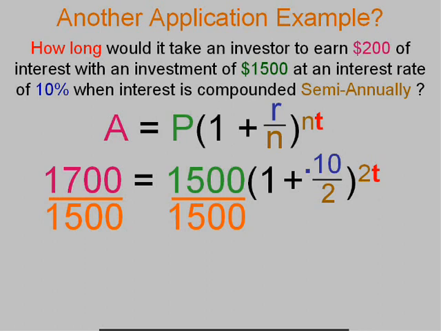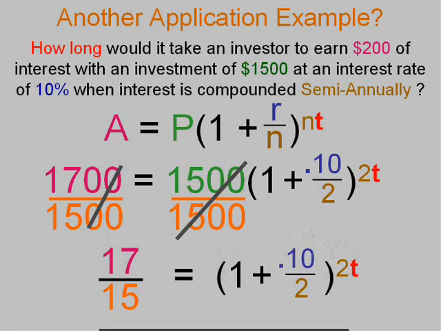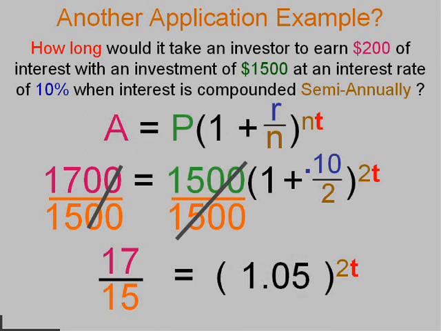So let's divide first to get rid of the 1,500. And I'll reduce that fraction. Okay, now I'm going to leave it like this. I'll show you why in a second. What I mean is I'm not going to divide 15 into 17 just yet. Okay, pay attention. Now, I'm going to do what's in parentheses. I can do that with my calculator. 1 plus 0.10 divided by 2 is 1.05.